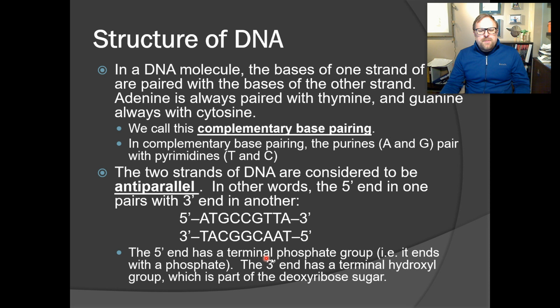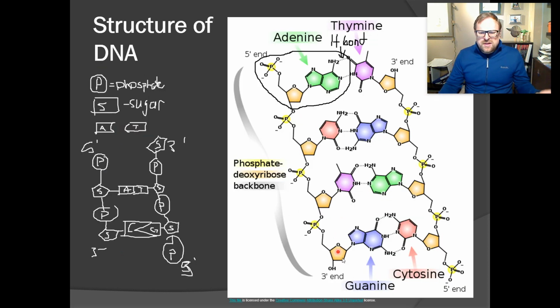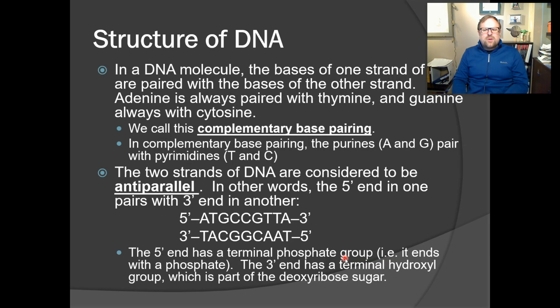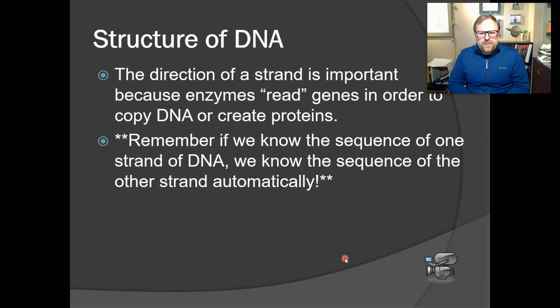Remember, the 5' end has a terminal phosphate group, and the 3' end has a terminal hydroxyl group. Just for me, just think of it as a sugar group, right? Just think there's your terminal hydroxyl group there, but that's attached to your sugar. I think it'll be a little easier for you at this point. The direction of the strand is important because enzymes read genes in order to copy the DNA or to create proteins, and they read in a particular sequence, okay?